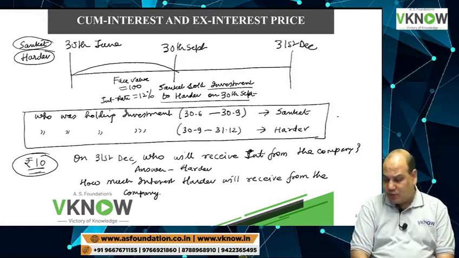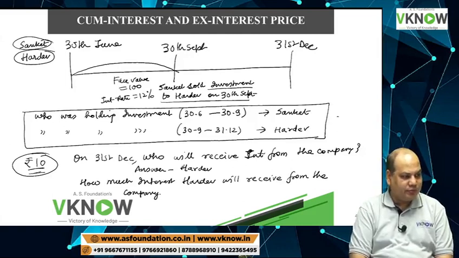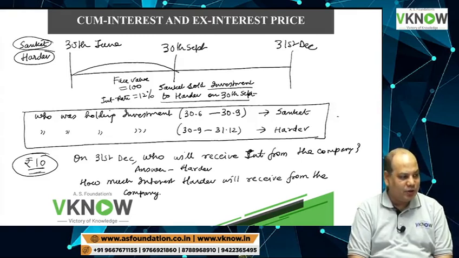Face value is 100 rupees. Rate of interest is 12%. Give me the answer, interest in rupees. How much interest will he receive? Give me the answer in rupees. 6 rupees, 3 rupees, 12 rupees, 9 rupees, 6 rupees, 6 rupees, 12 rupees.